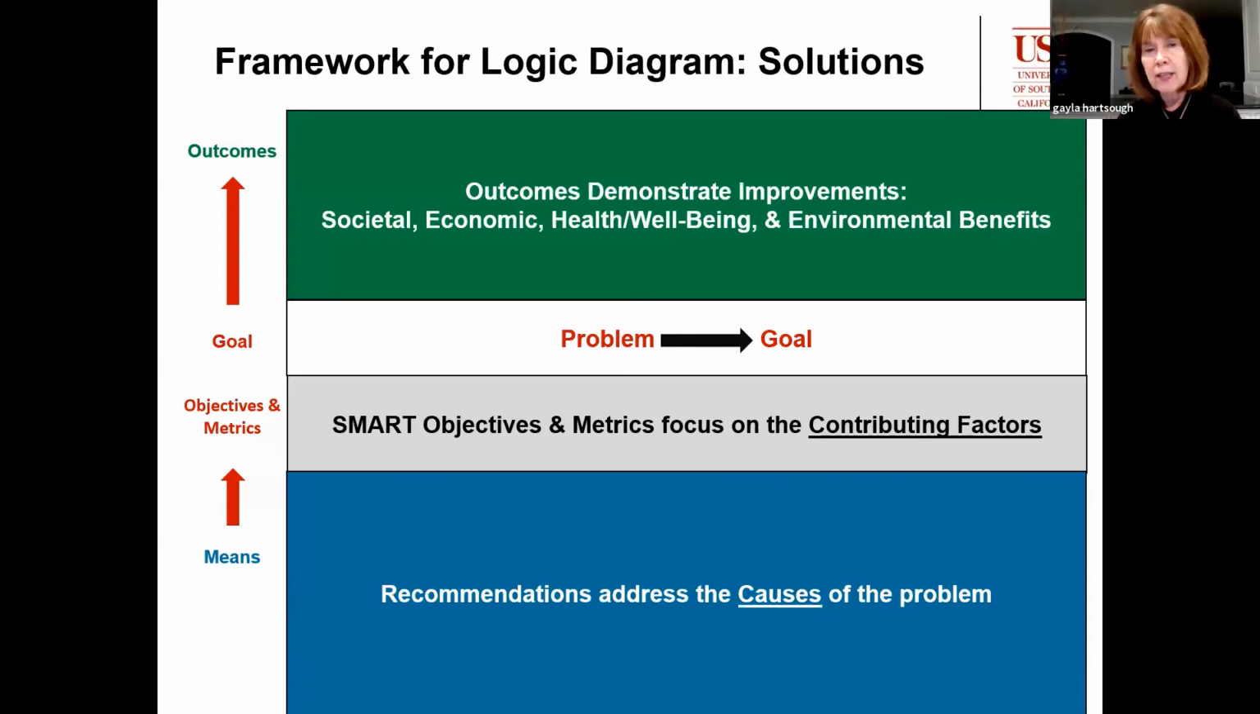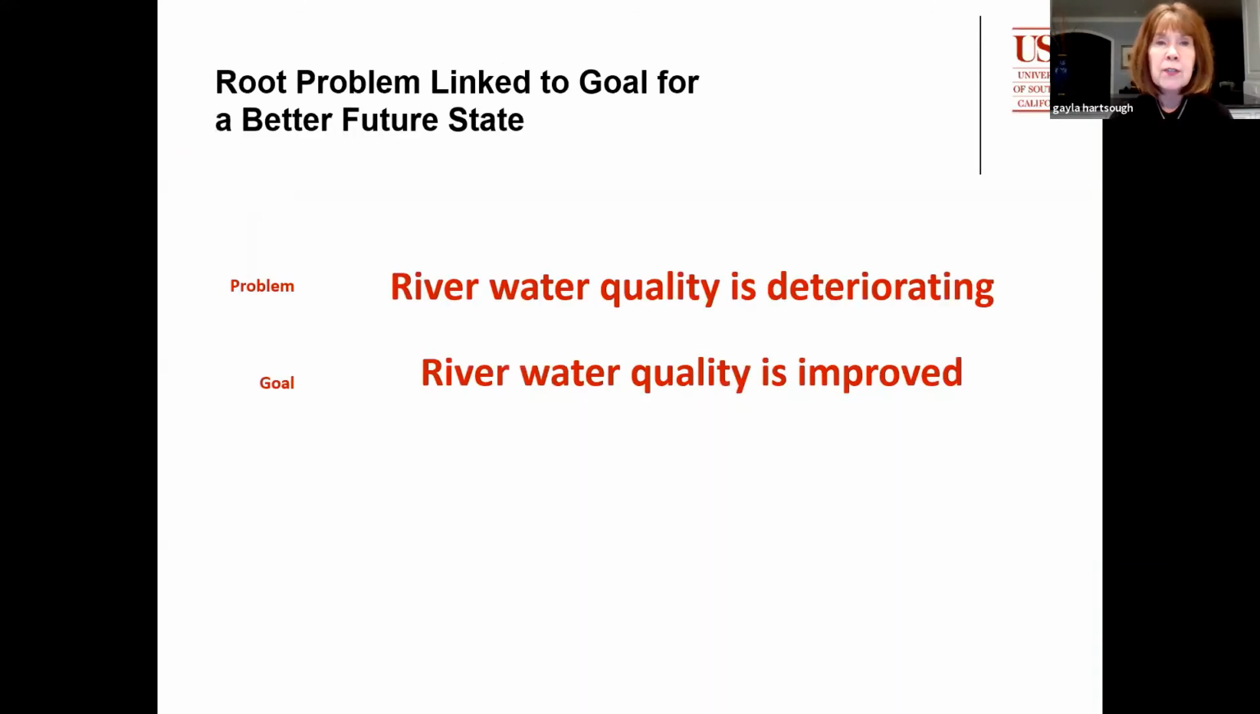Underneath the goal, we can define more specific objectives. That would be SMART objectives. Those would be specific, measurable, achievable, realistic, and have timing. And then underneath that, we can actually develop our recommendations that address the causes of the problem. Now I'm going to walk you through this example. So you take a problem statement, river water quality is deteriorating, and you flip it, and your goal becomes river water quality is improved.